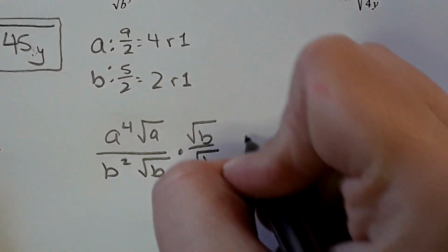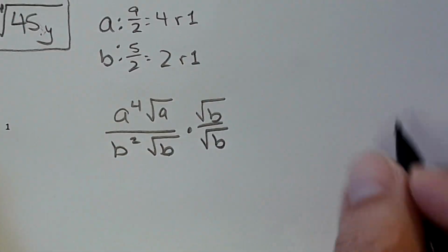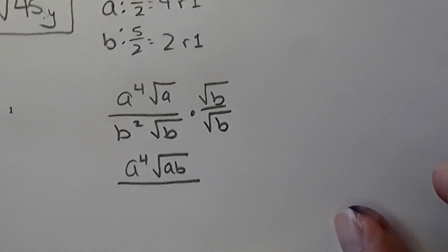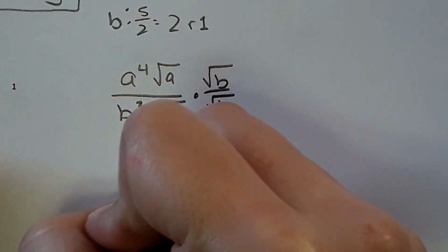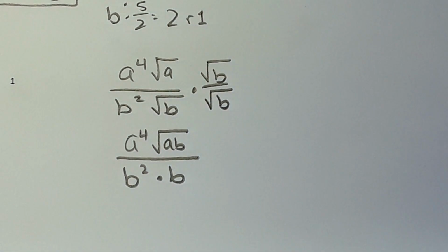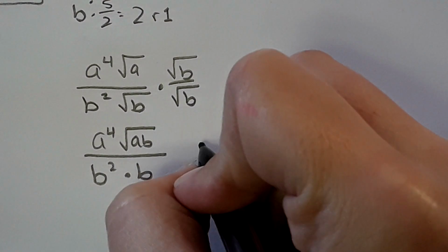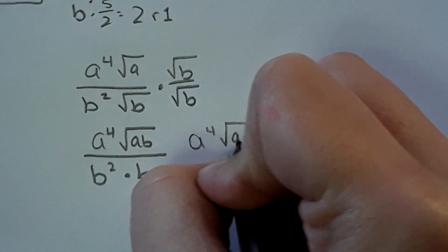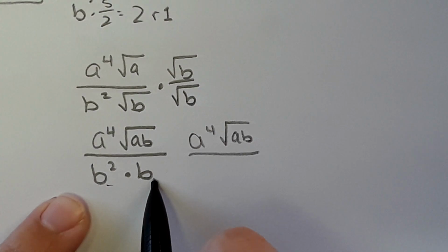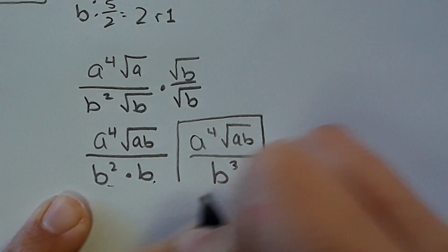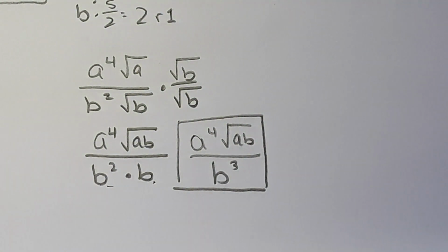Now we'll have, and we're leaving room for that problem. Going down. A to the 4th square root of ab over b squared times b. And b squared times b is just b to the 3rd power.